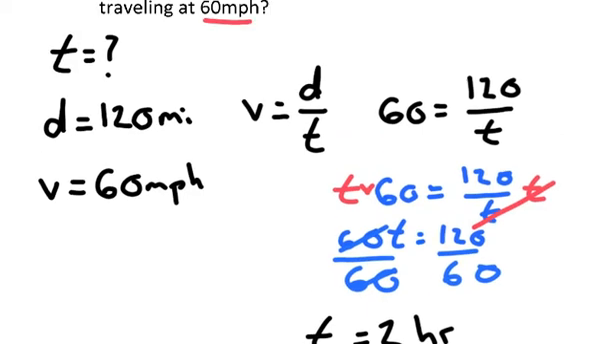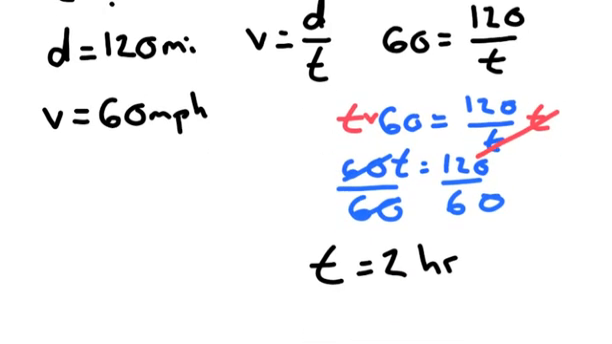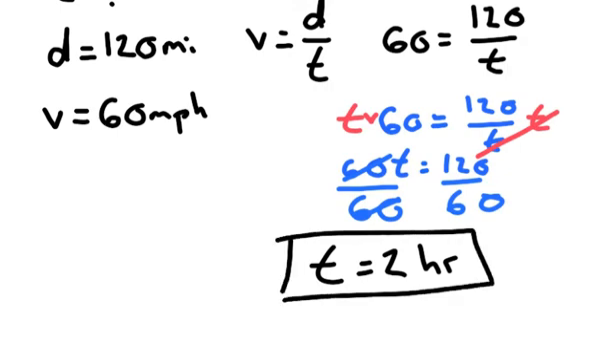That's your final answer. We're going to box it in, circle it in. Just indicate it's your final answer, and we're good to go. It's going to take you 2 hours to go 120 miles at 60 miles per hour.